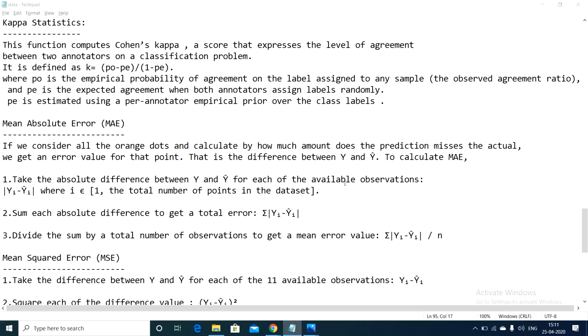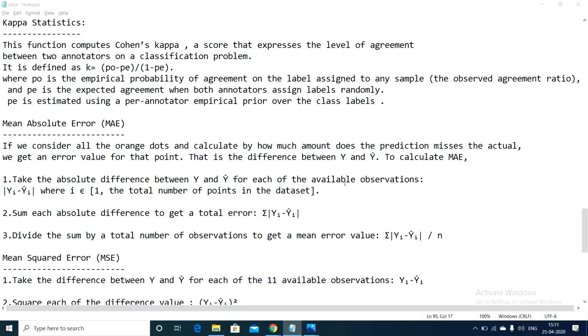Now let us discuss some more parameters that are used for finding how much error there is in our model. There are some techniques to find out the error rate in our model. In previous videos we had talked about confusion matrix, ROC, AUC curve, precision, recall, accuracy, and F1 score.